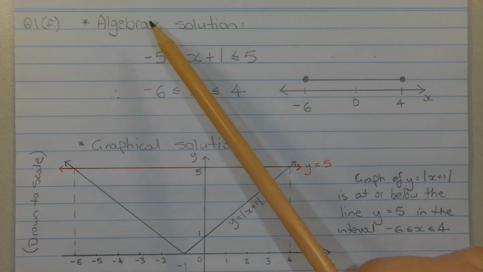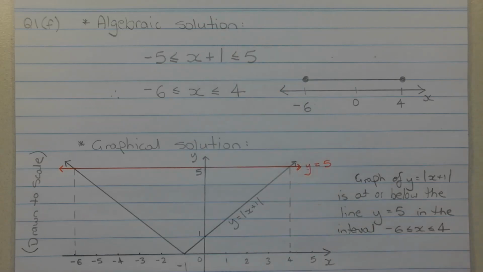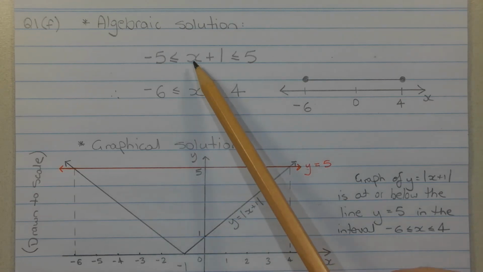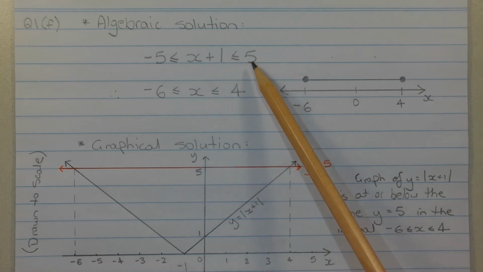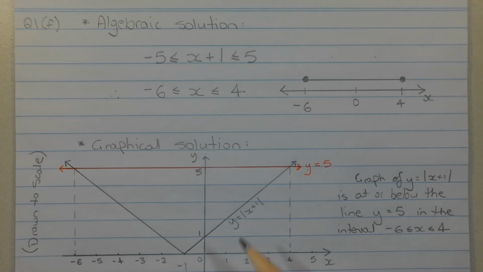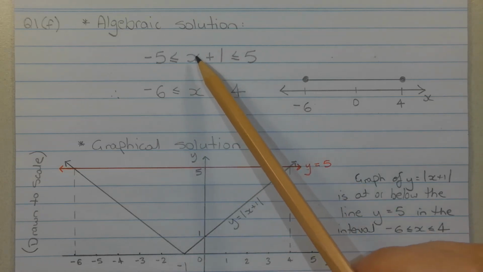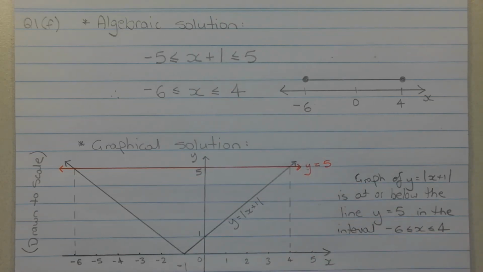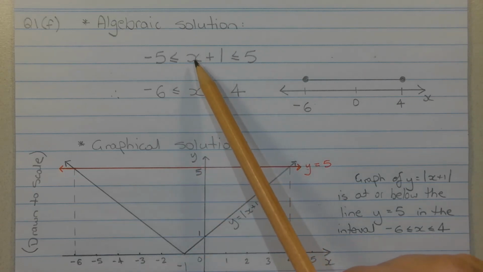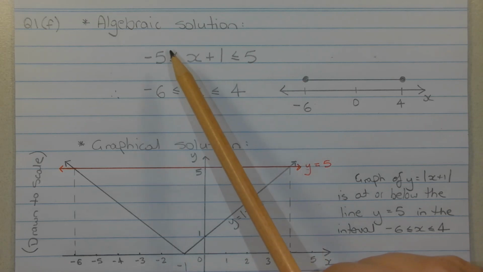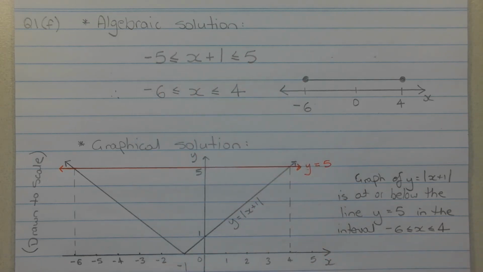So firstly, for the algebraic solution. The absolute value of x plus 1 less than or equal to 5 can be expressed as a 3-sided inequality. That is, x plus 1 less than or equal to 5 and greater than or equal to negative 5. Notice that the x plus 1 is shown without the absolute value brackets.